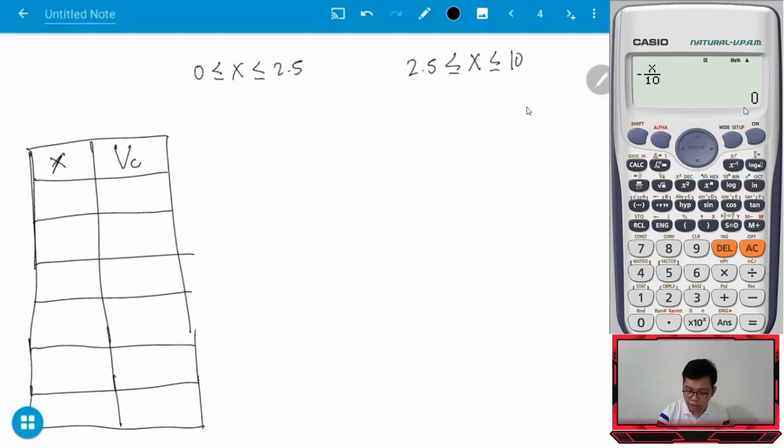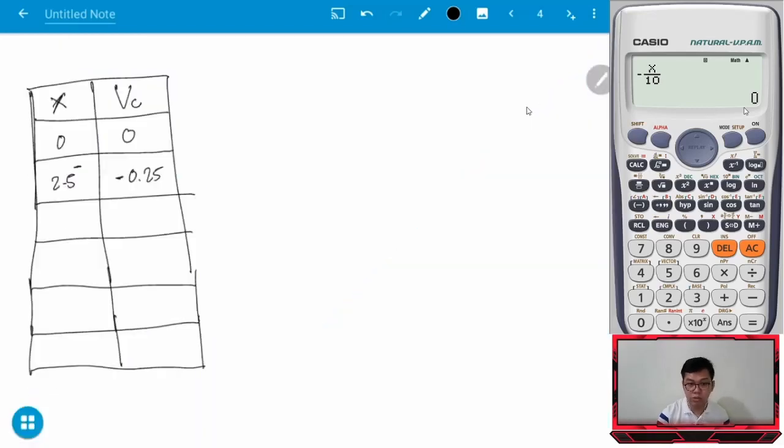So, this is actually now 0. So, I think 0 din yun. Ito, 2.5, but before 2.5, so ang nakuha natin dito is actually negative 0.25. And then dito is, sorry, ano nangyari?